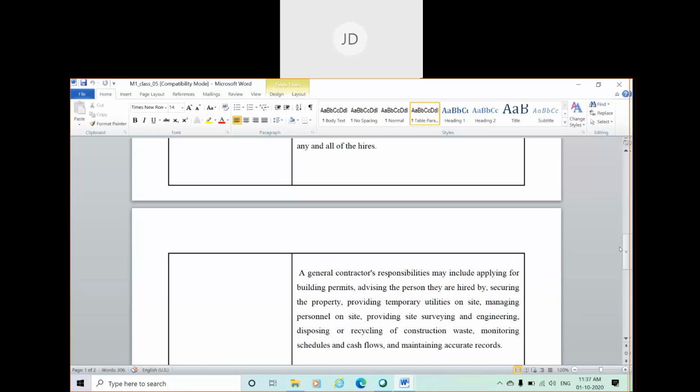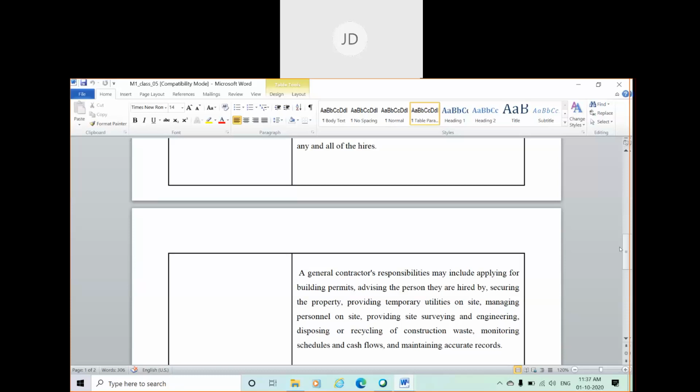Securing the property means that during the construction or after the construction period, some temporary construction may be needed on the land where you're going to construct, for keeping the equipment and the materials, or for the accommodation of the labor. So you should go for constructing those temporary utilities.